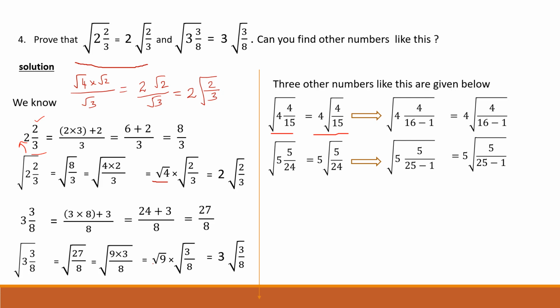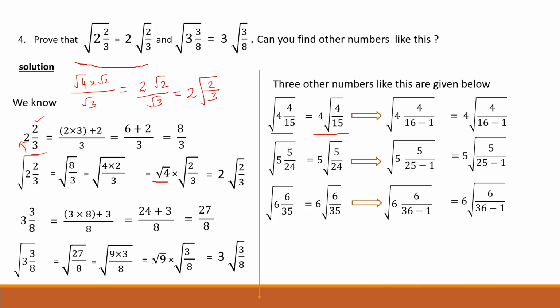Tell in terms of 6. Very good. Square root of 6 times 6/35 equals 6 times square root of 6/35. Is it? Because this is in the form 6 times 6/36 - 1 equals 6 times square root of 6/36 - 1.